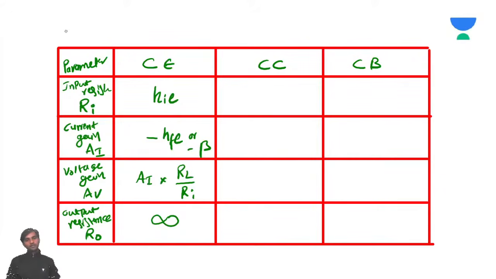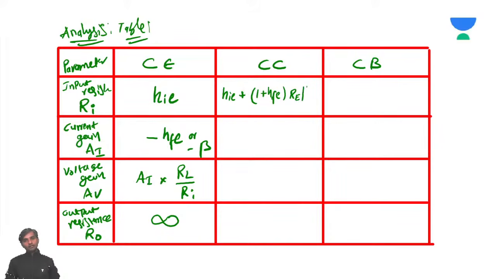Common base, right? I can call this the analysis table. So for common collector, what is the input resistance, sir? It is as simple as HIE actually, but something will be added. This is very small in actual value, but it's going to be 1 plus HFE into RE in parallel with RL.